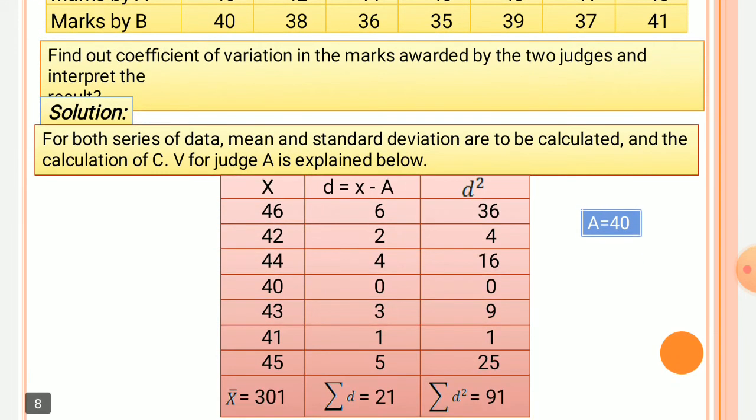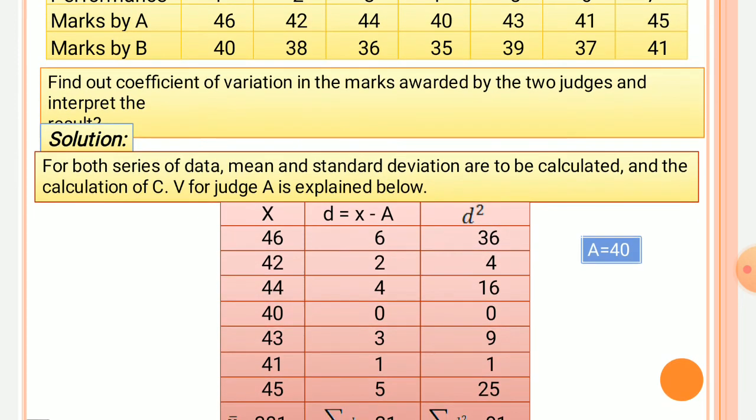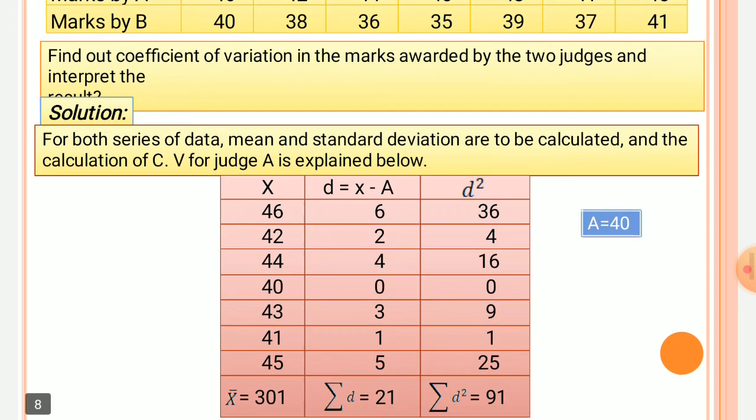Now, for both the series of data, arithmetic mean and standard deviation are to be calculated, and then calculation of CV. The calculation of coefficient of variation for judge A is explained here.